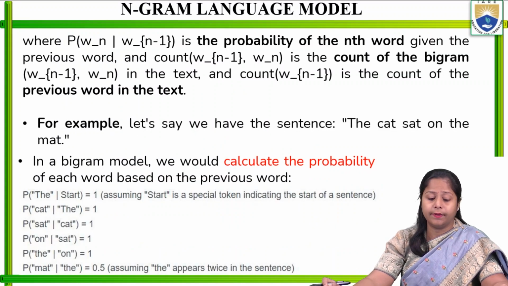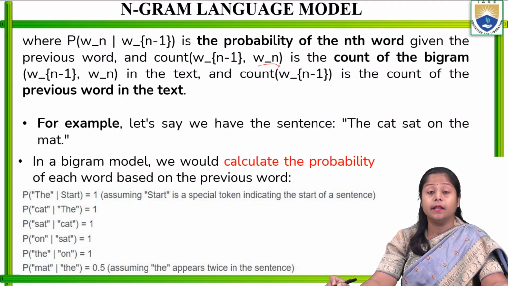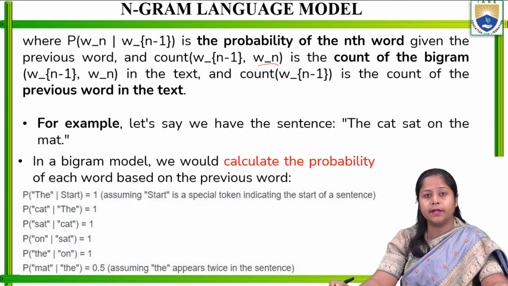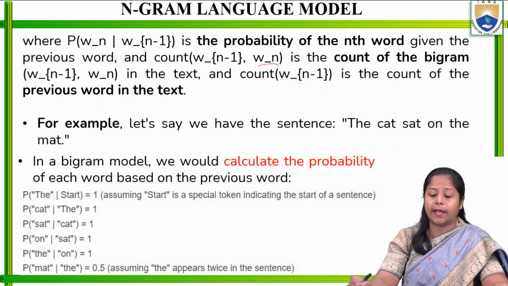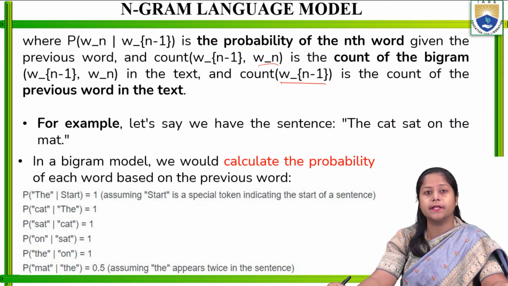Here, P of Wn given Wn minus 1 is the probability of the nth word given the previous word, and the count of Wn minus 1 comma Wn is the count of the bigram, that is Wn minus 1 and Wn, in the text. The count of Wn minus 1 is the count of the previous word in the text. So this is how we can simplify that formula.